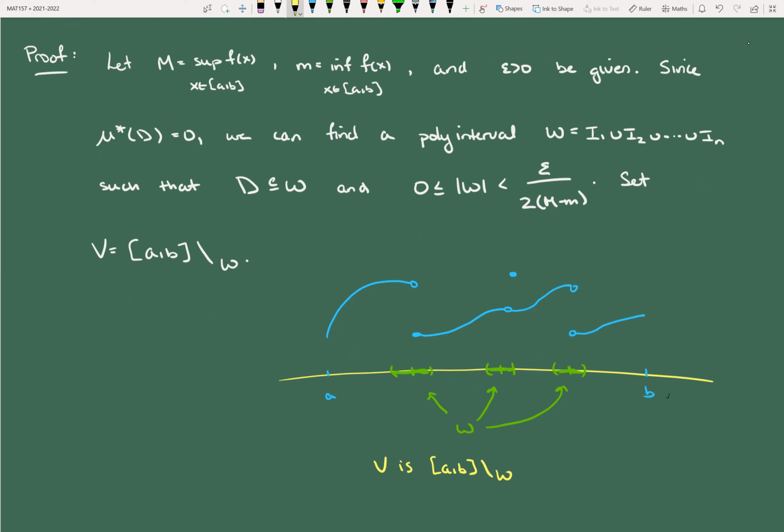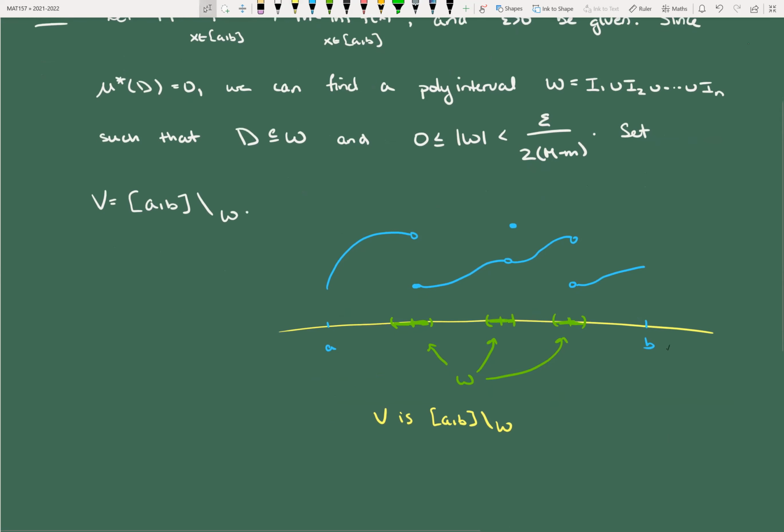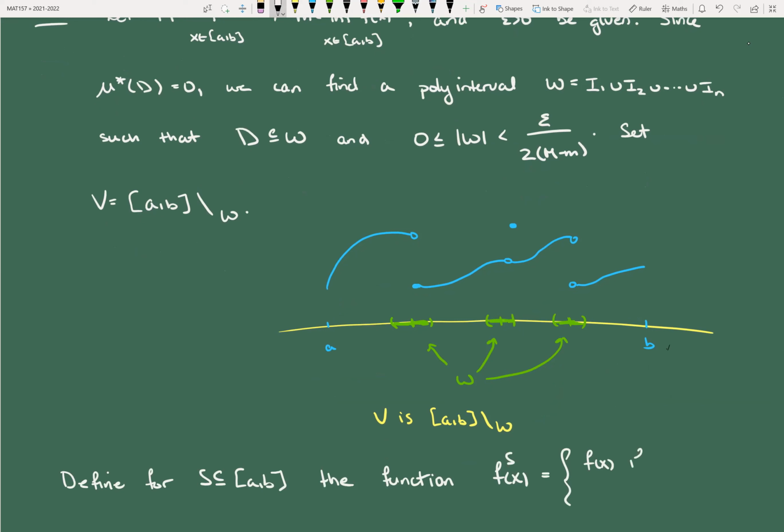And basically, what I'm going to do now, so there's a couple of ways of doing this. The way I do it in my textbook, I want to do it a little bit differently here. It's basically the same thing, but I feel like this one might be a little bit more rigorous so that people aren't getting upset at me. So what I'm going to do here is define, for S a subset of AB, the function f to the S of x, which is f of x if x is in S and 0 otherwise.